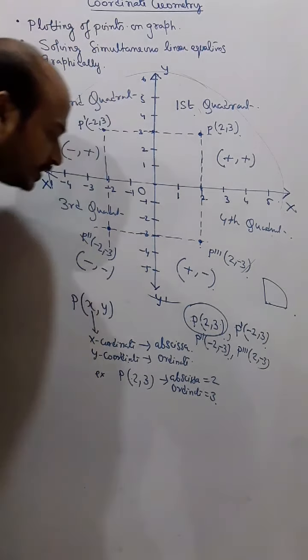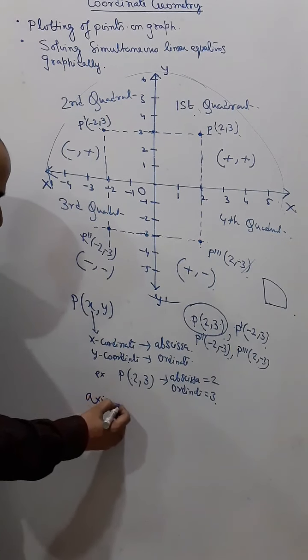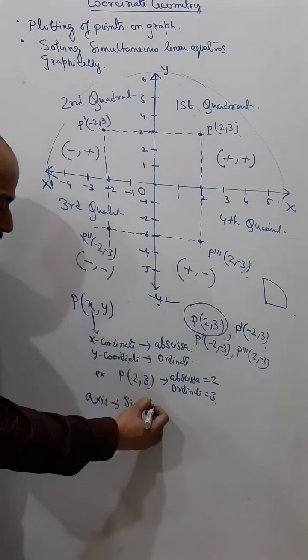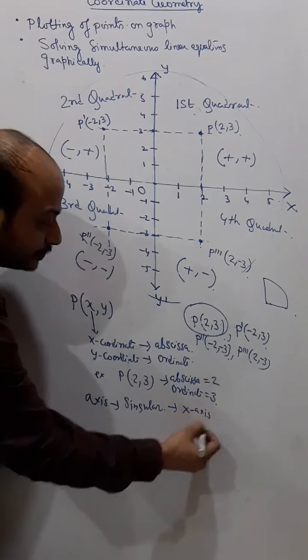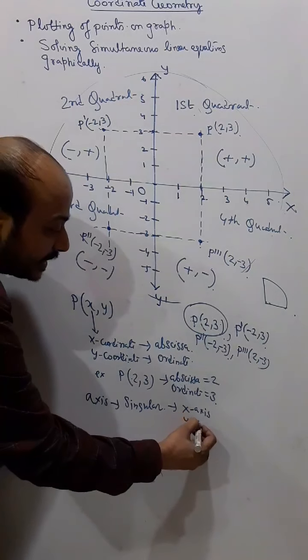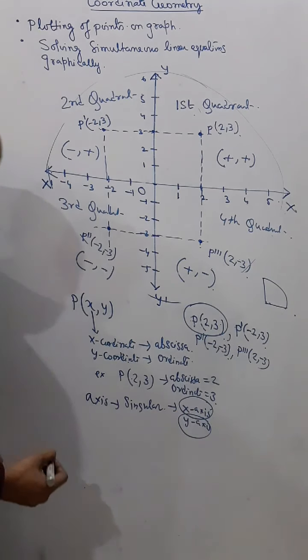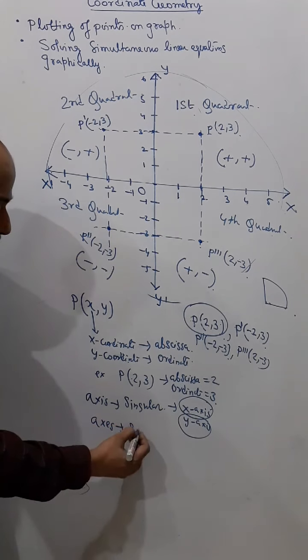And one more thing, when we say axis it is singular. You will find both these words. Like when we say x-axis and y-axis, that means we are talking about only one axis. And when we say axes, that is plural.